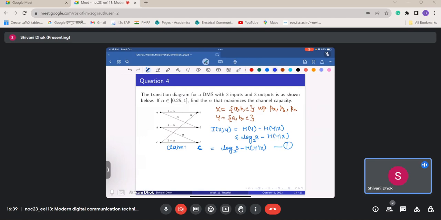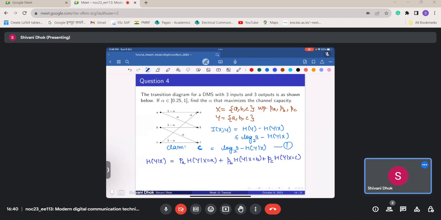So now what we need to find is this conditional uncertainty, or conditional entropy, H(Y|X), which by definition is the probability that X is equal to a times the entropy of Y given X equal to a, plus the probability that b was transmitted times H(Y given X equal to b), plus the probability that c was transmitted times H(Y given X equal to c).